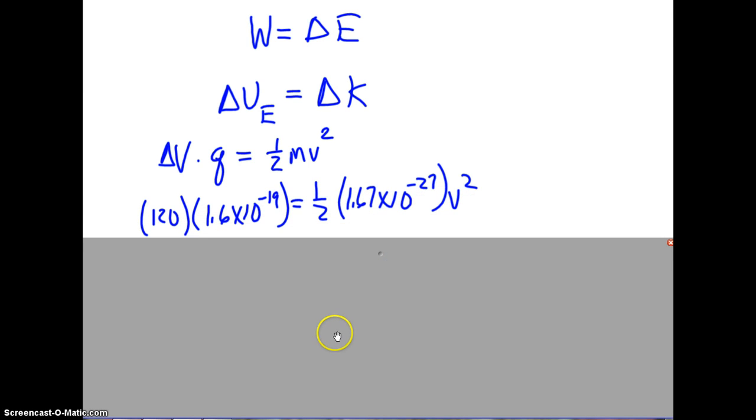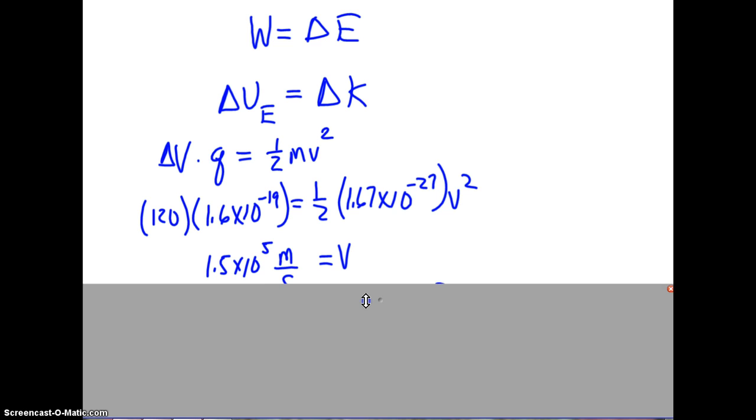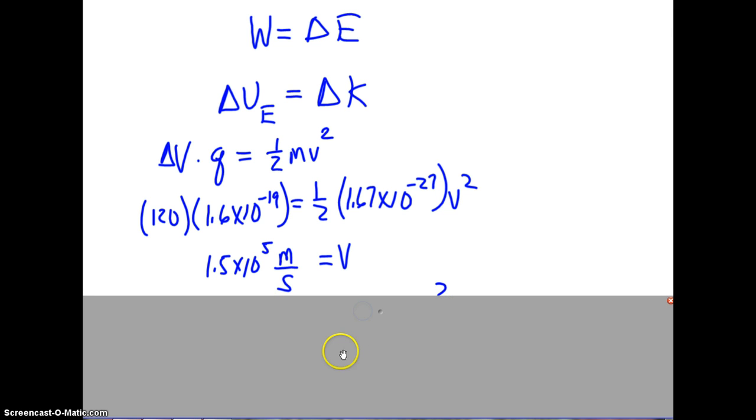We are told the potential difference was 120 volts. Q is the charge of a proton, 1.6 times 10 to the negative 19 coulombs, equals 1/2 the mass of a proton, 1.67 times 10 to the negative 27 kilograms, as found on our reference table, times v squared. Solving for v, remembering to take the square root, we get 1.5 times 10 to the 5th meters per second.